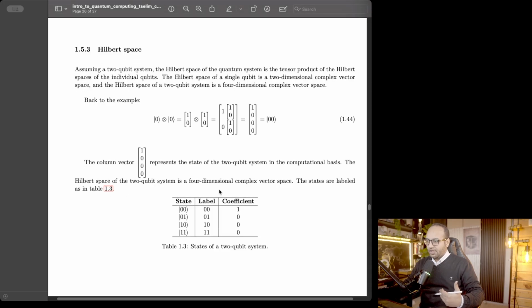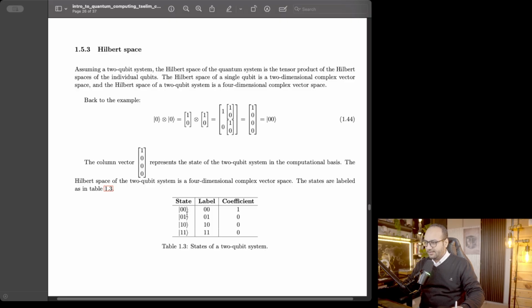It is a 4-dimensional complex vector space, and the states can be labeled as we see here in the table. So here we see the ket 0,0, the ket 0,1, the ket 1,0, and the ket 1,1. 4 states because we have 2 to the power n states. n here is 2 qubits, so we have 2 to the power 2, which is 4. And then these are the labeling of these states or dimensions of the Hilbert space. And since the 2 qubits are initialized to the ground state, then we have one coefficient, which is 1, at the ket 0,0, and the rest contains zeros.